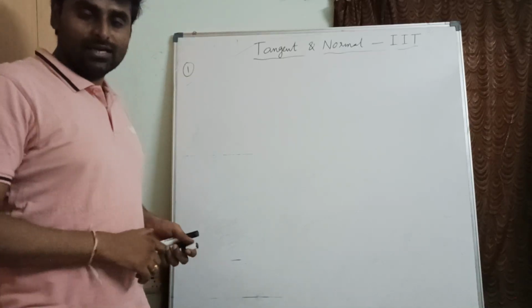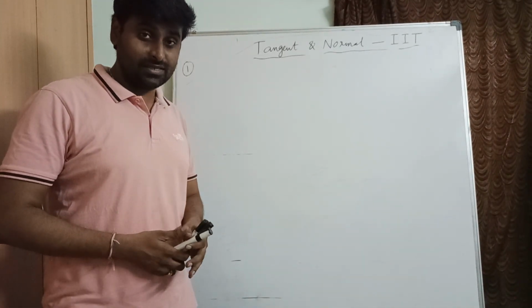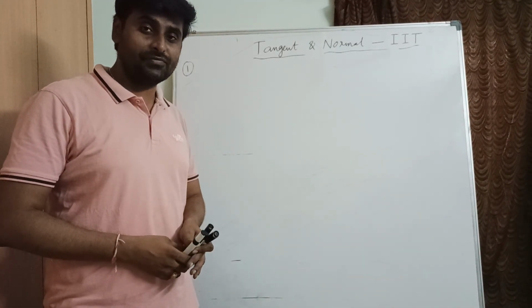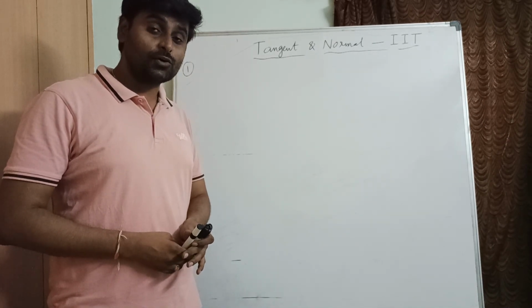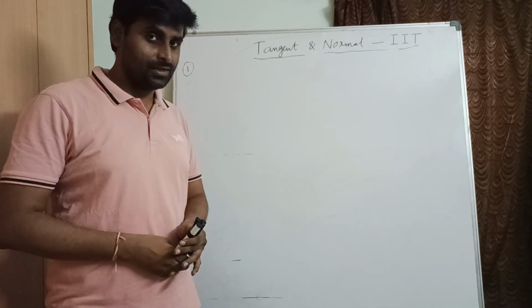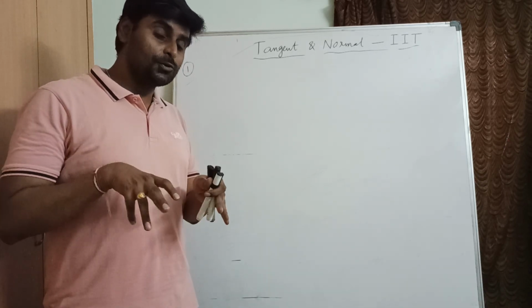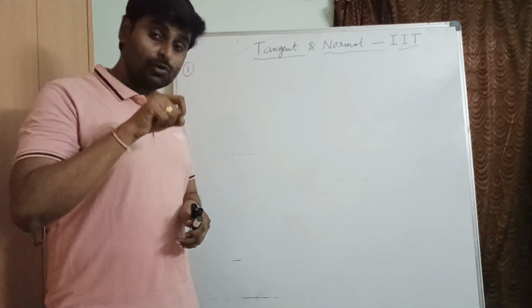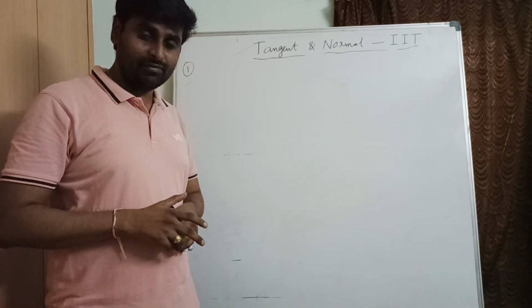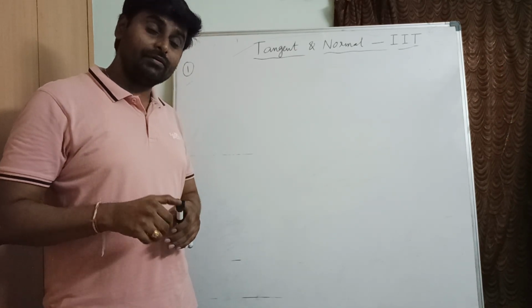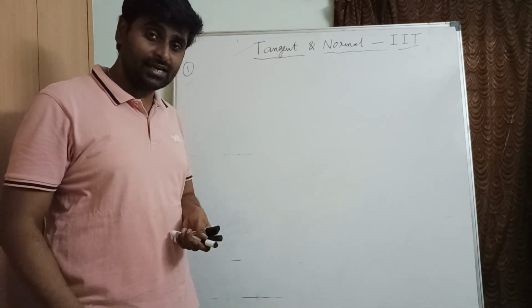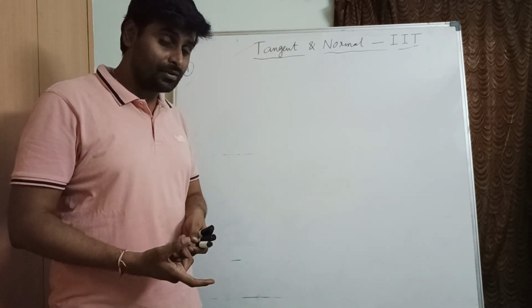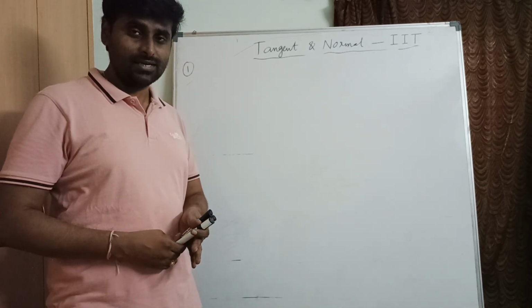Hello students, in the previous lecture we have discussed the application of differentiation, wherein we discussed the concept of tangent and normal. In that, how to find the slope of tangent using the given curve at one point. We have also discussed how to find the slope of normal and the equation of tangent and normal. So all these things we have discussed, right?